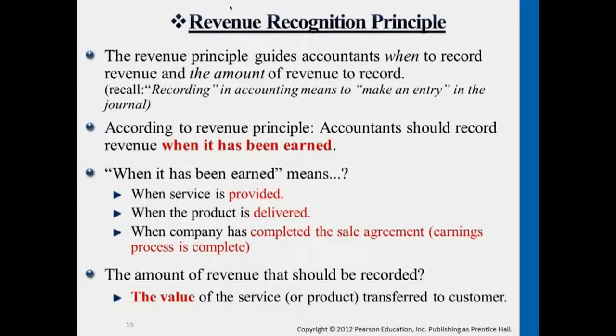Now, in terms of the amount, it always goes back to the source documents that relate to that business activity. Remember the sales agreement, the contract; source documents include all different types of documents that can back up that transaction. So for revenue, it would be a sales invoice, or could be the check that you received from the customer. The dollar amount that relates to that sales agreement or sales contract is the amount that we should be recording.